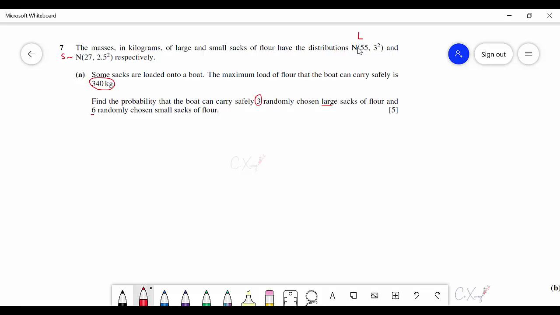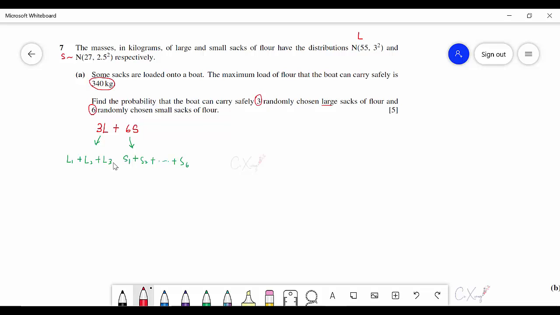Okay, so which means they are talking about the total. 3 randomly chosen large ones, so it will be 3L plus 6S. But to be more accurate, the 3 packs of large ones should actually be L1 plus L2 plus L3. Then for 6S, it will be S1 plus S2 until S6, which means it is actually the addition of each of the sacks. But I make it shorter, so I just straight away write it as 3L plus 6S, but to be accurate, it should be something like this.